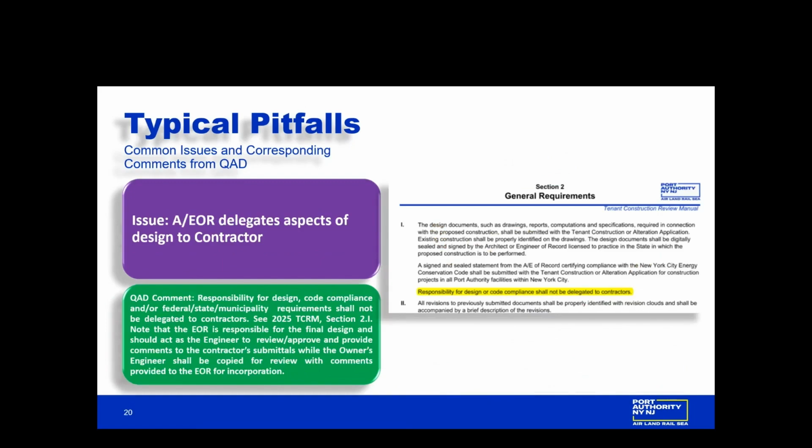Delegated designs. Designs have to be completed by the engineer of record and not transferred responsibility to the contractor. If there is anything having to do with design by a contractor, you will get the following comment in green saying that you can't do that. Next slide, please.